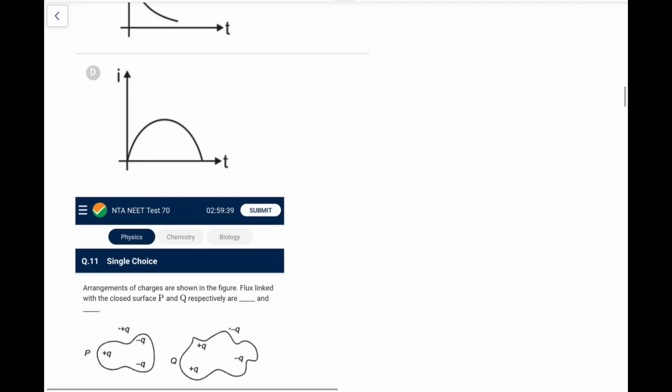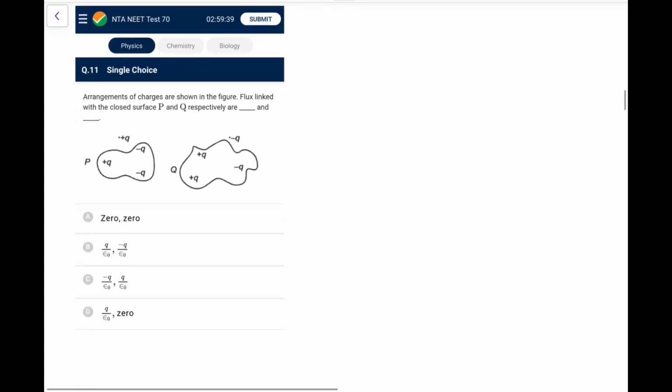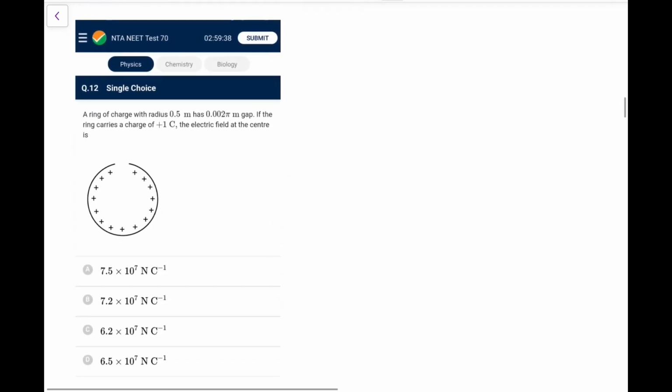Next, the arrangement of the charges are as shown in figure. Flux linked with the closed surface P and Q respectively are. P, you can say Q enclosed is minus Q, so that is minus Q by epsilon naught. This is plus Q, that would be plus Q by epsilon naught. That is what I am getting. That's a very easy application of the Gauss law. You cannot afford to lose that marks.